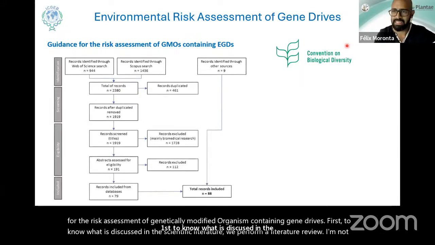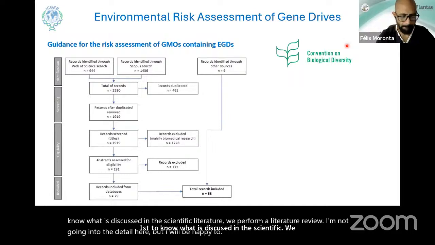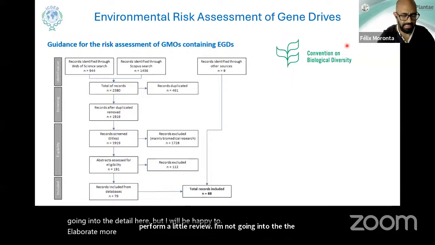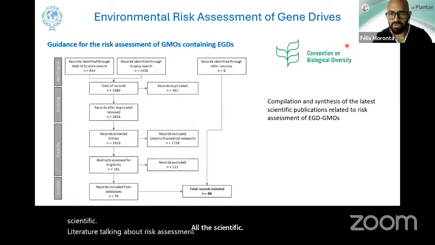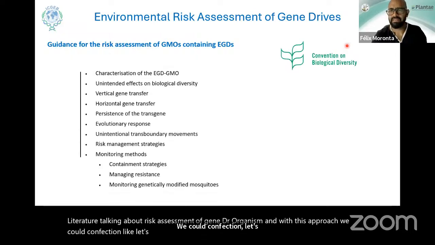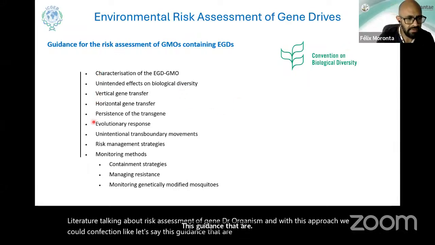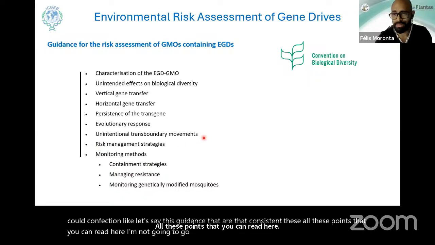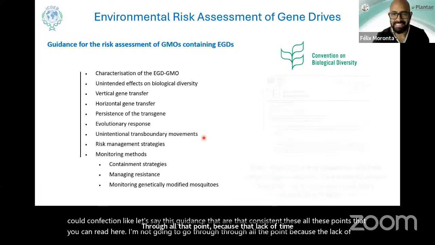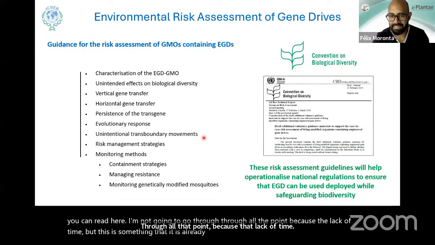First, to know what is discussed in the scientific literature, we performed a literature review. I'm not going into the detail here, but I will be happy to elaborate more separately by email or whatever. But the thing is that we gathered all the scientific literature talking about risk assessment of gene drive organisms. And with this approach, we could put together this guidance that consists of all these points that you can read here. I'm not going to go through all the points because of the lack of time, but this is something that is already published and publicly available.